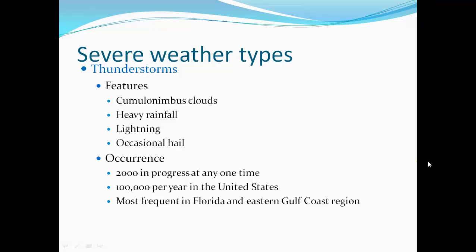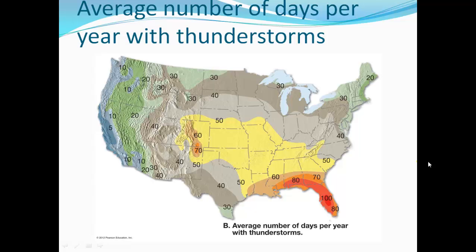Okay, thunderstorms, severe weather types now. So first, thunderstorms. The features are cumulonimbus clouds with heavy rainfall, lightning, and occasional hail. There are probably about 2,000 thunderstorms at any one time in the United States. We have about 100,000 of them per year in the United States. We think they were all here in Florida, but basically they are most frequent in Florida and the eastern Gulf Coast region. This is the average number of days per year with thunderstorms. In Florida, where we are, we've got 80 to 100 days with thunderstorms. Some parts of the country have very little, like maybe only 5 per year on average here in California.